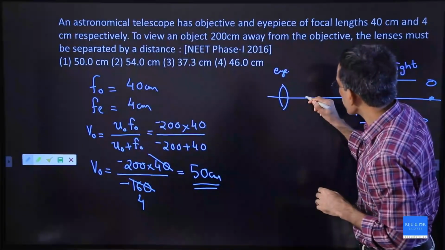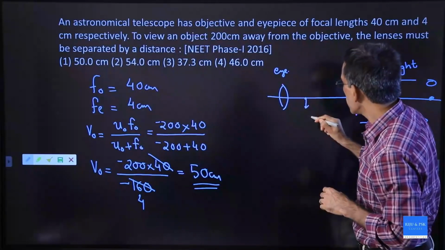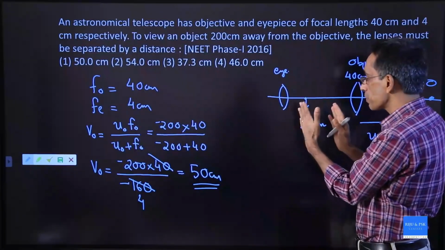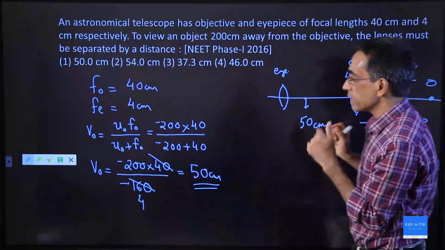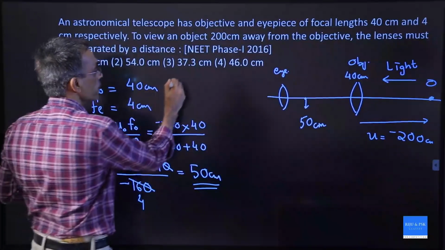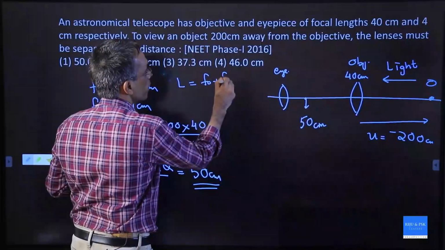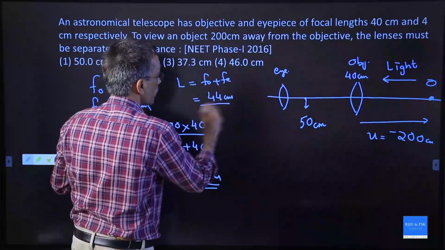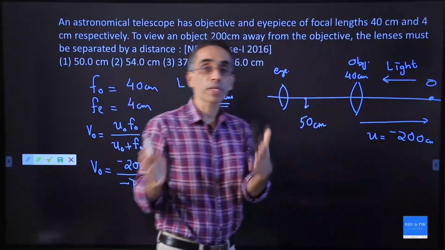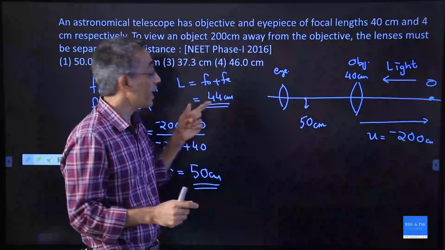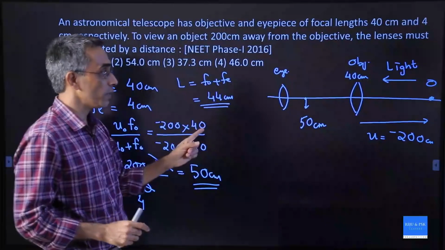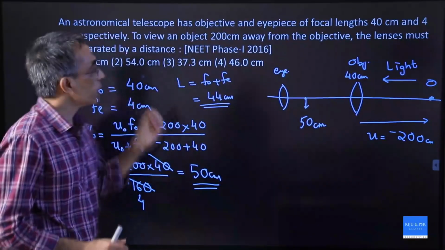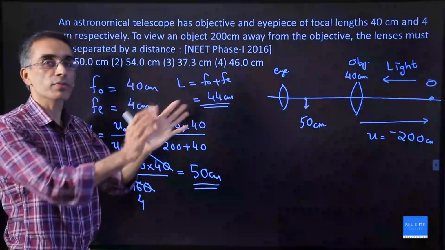From the objective lens somewhere here, you will get an inverted image at 50 centimeter. So the objective lens must be away from that, more than 50, fine. See, normally in a telescope we have this equation L equal to fO plus fE, and if I do that one I would have got 44 centimeter. But here the image of the objective itself is at 50 centimeter, more than this value. So this is not applicable here. And where is this applicable? This is applicable only when the object is at infinity and the final image is also at infinity. In a telescope, the final image is normally at infinity.